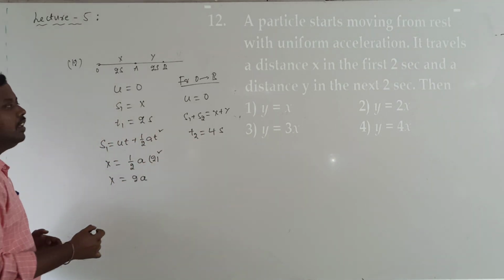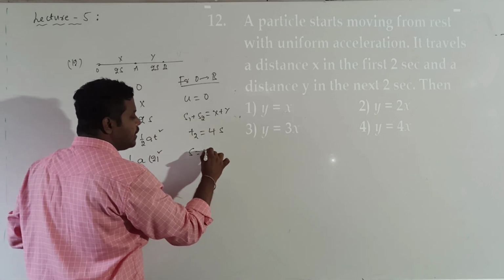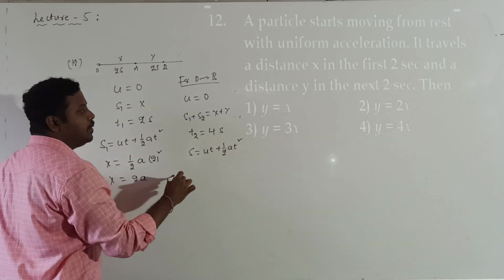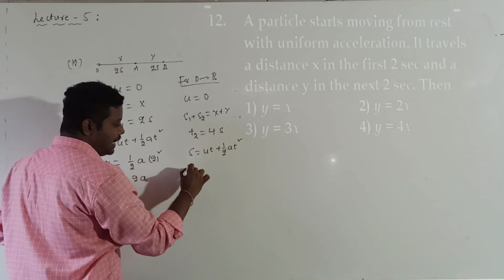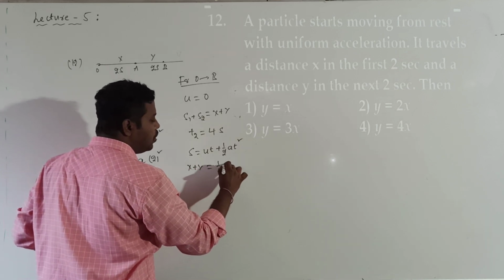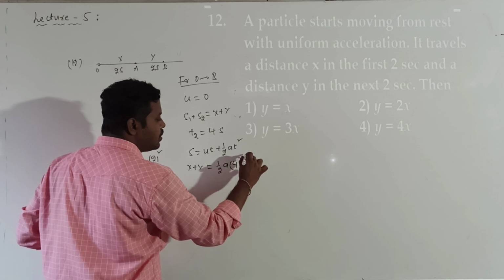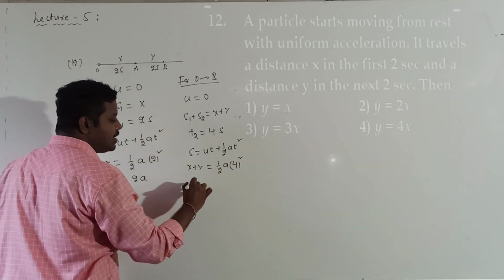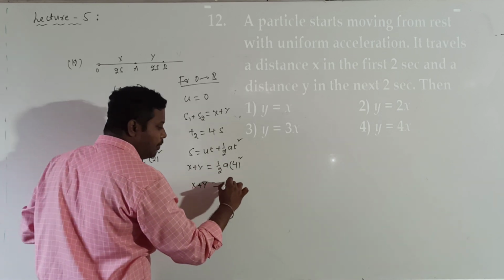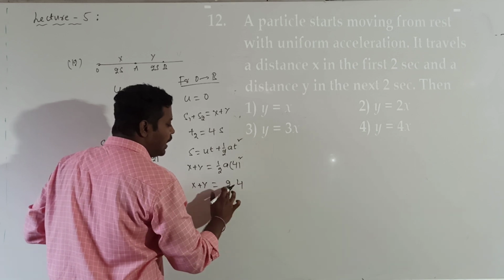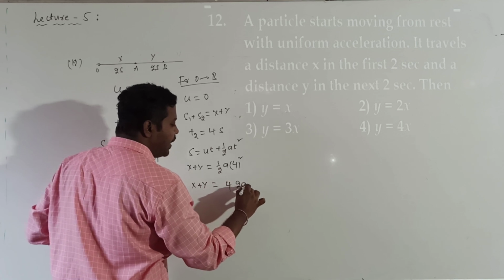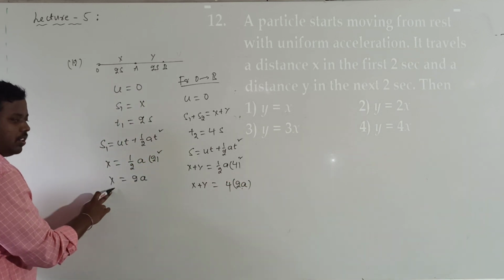Now applying this in the formula, s is equal to ut plus half a t square. Here s is S1 plus S2, that is x plus y, which is equal to half into a into the total time of the journey, 4 square. 4 square is nothing but 16. So x plus y is equal to 8a. I am writing 8a as 4 into 2a, because we know that 2a is equal to x.